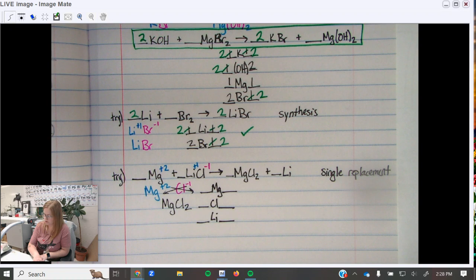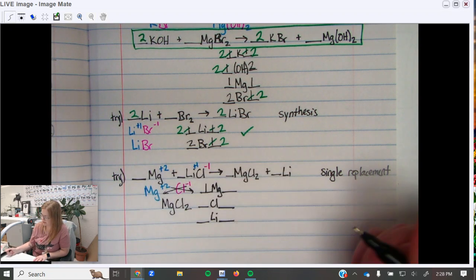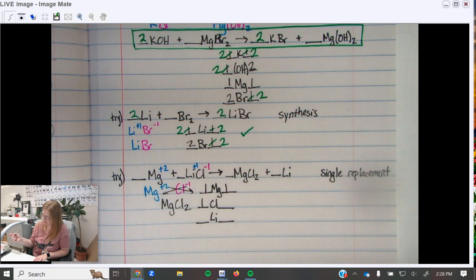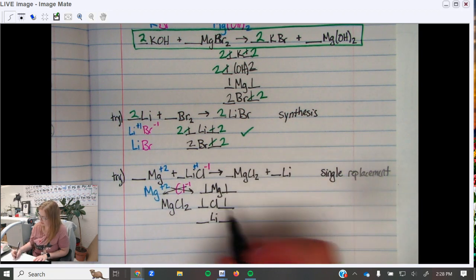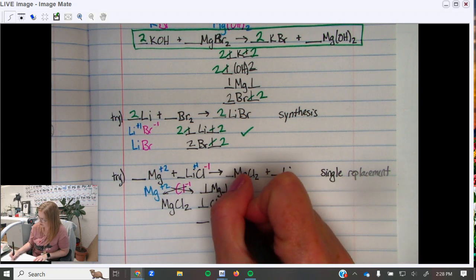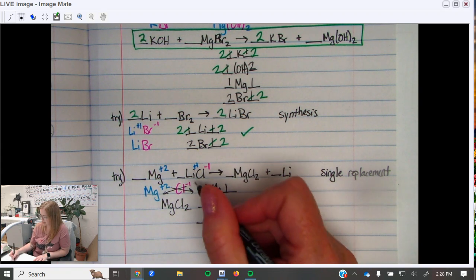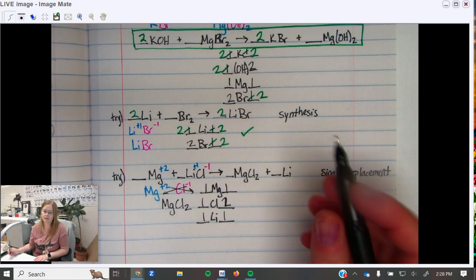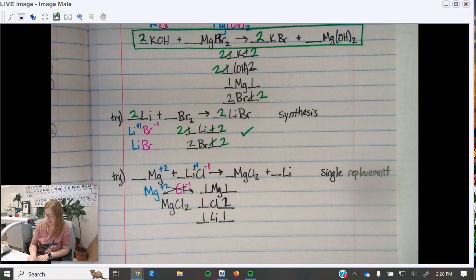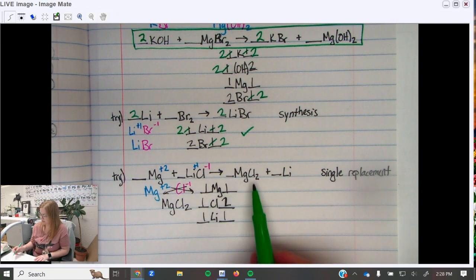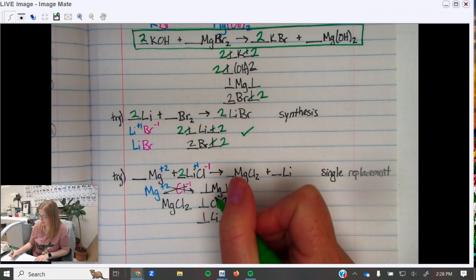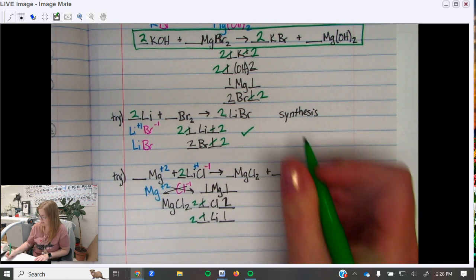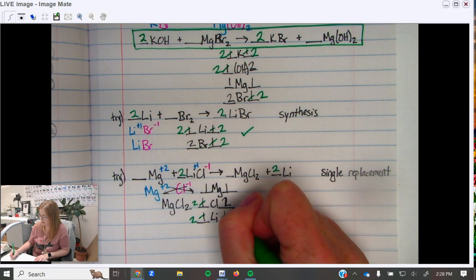Okay, so first count, I have 1 Mg on the left, 1 on the right. I have 1 Li on the left. Nope, that's Cl. 1 Cl on the left and 2 Cl on the right. And I have 1 Li on the left and 1 Li on the right. So my chlorine is out of balance. So I have 2 here. I'm going to put a 2 out front here. That makes this a 2 and this a 2. So I need a 2 here to finish that out.